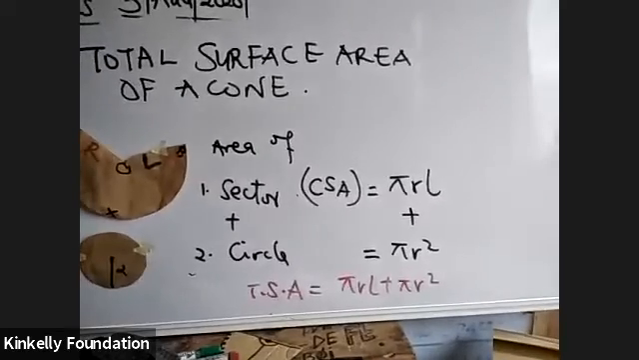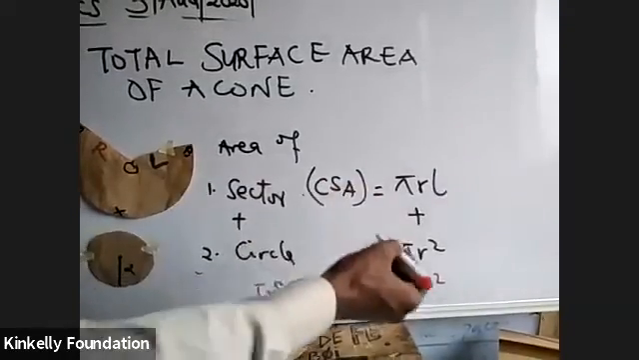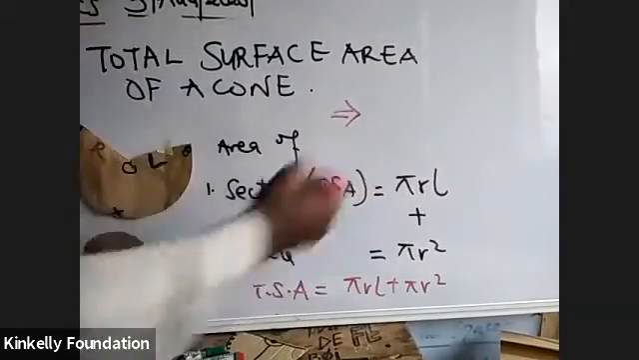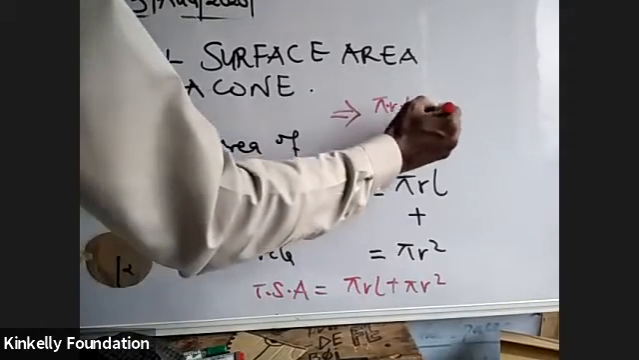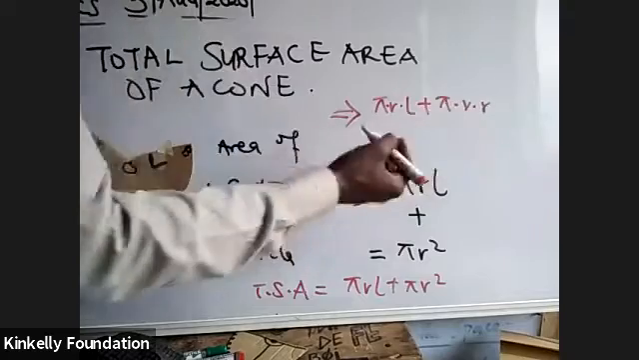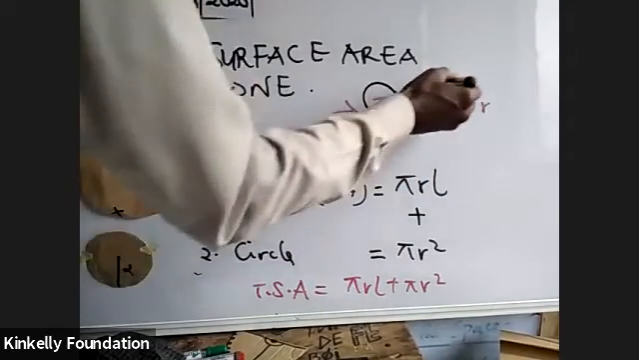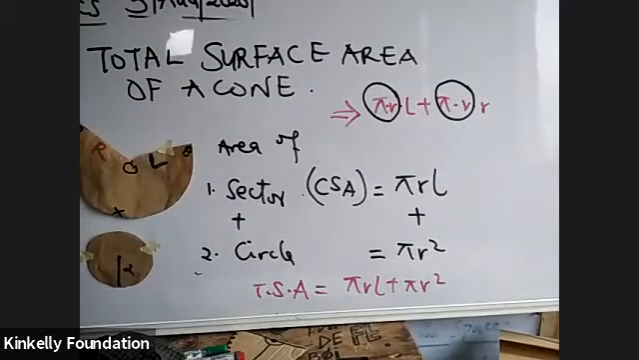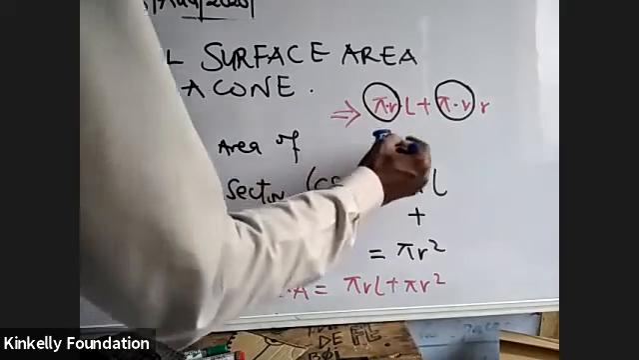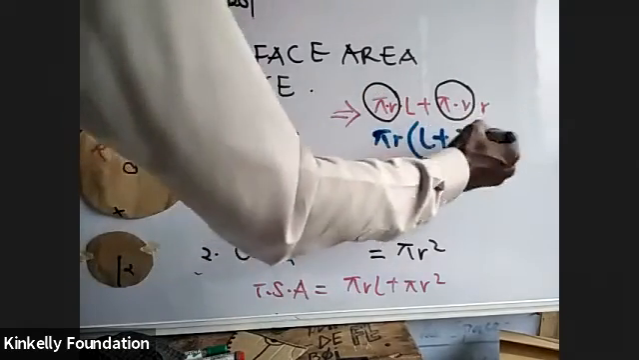When you bring pi r L together, remember that in factoring this, have you not figured this term before? Let's just write it here: pi r L plus pi r R. You see, this one is common, this one is common. So if you bring that one out, we have something like pi r bracket. What is left? L plus R.